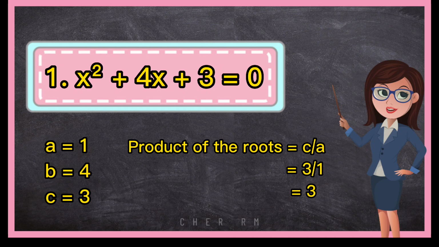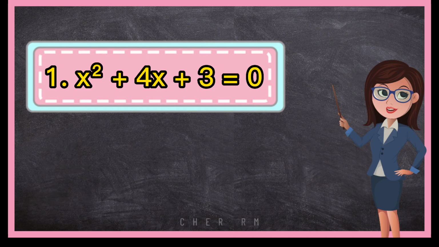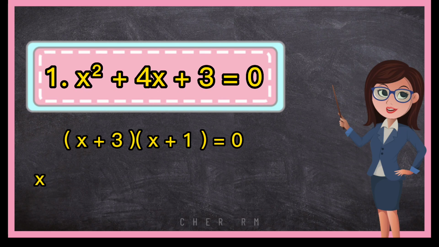Let us verify the answers by obtaining the roots of the quadratic equation. Using the factoring method, so we have x squared plus 4x plus 3 equals 0. Get the factors. We have parenthesis x plus 3, parenthesis x plus 1 equals 0. Then using the zero product property, we have x plus 3 equals 0, then x plus 1 equals 0. So the value of x equals negative 3, and the value of the second x is x equals negative 1.